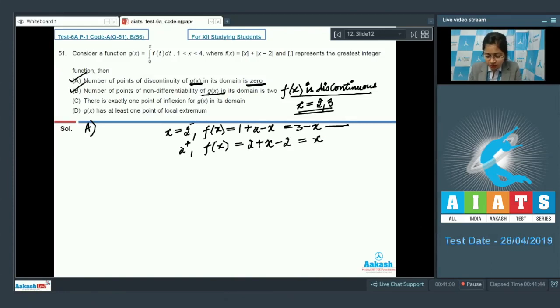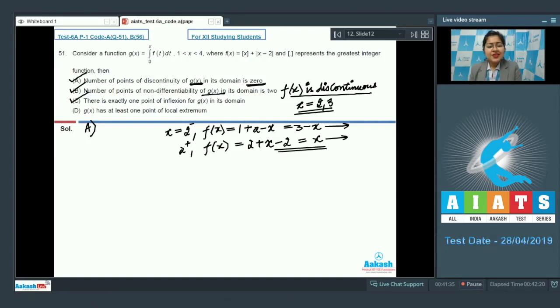So here we can see that the slope of this is negative and the slope of this one is positive. So the monotonicity is changing. So we can say that it is a point of inflection, and it can be seen that only 2 is a point of inflection. So the number of points is 1. So option number C is also correct.